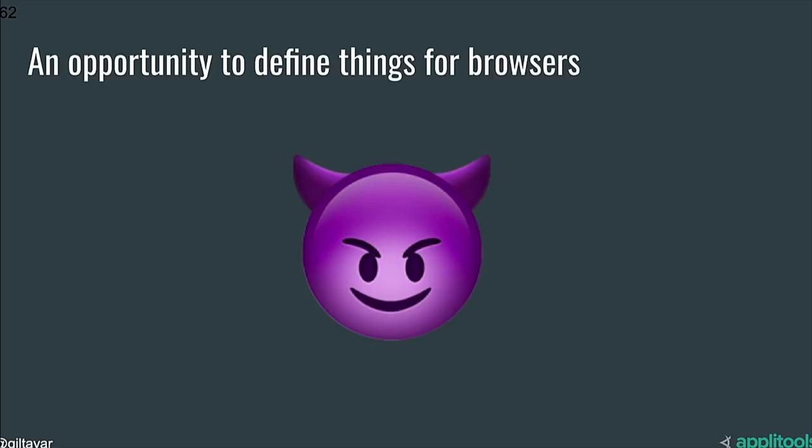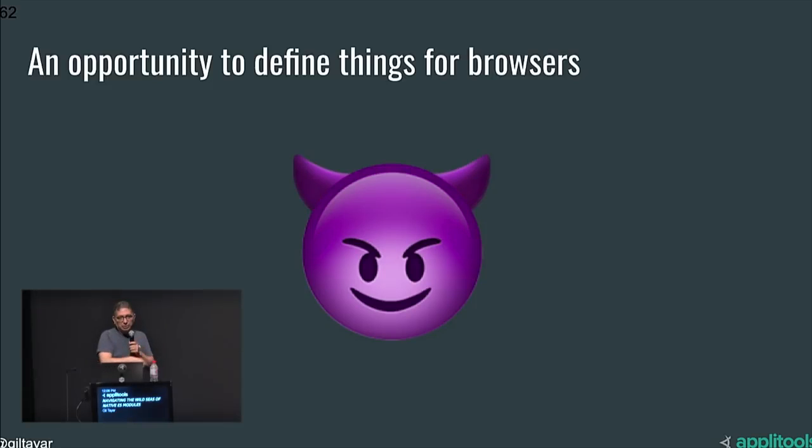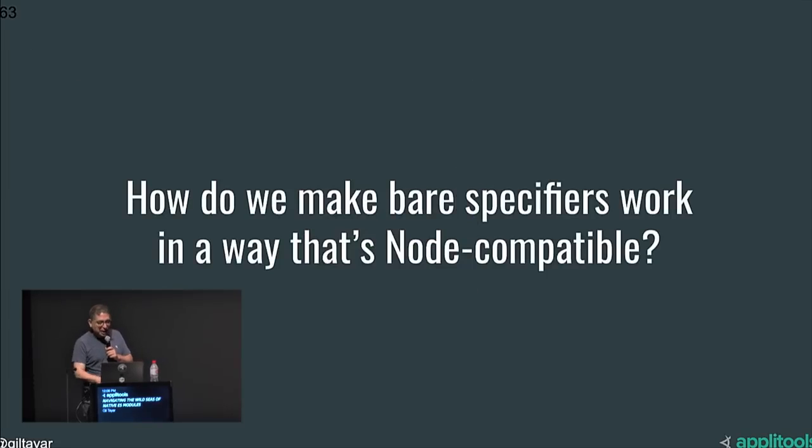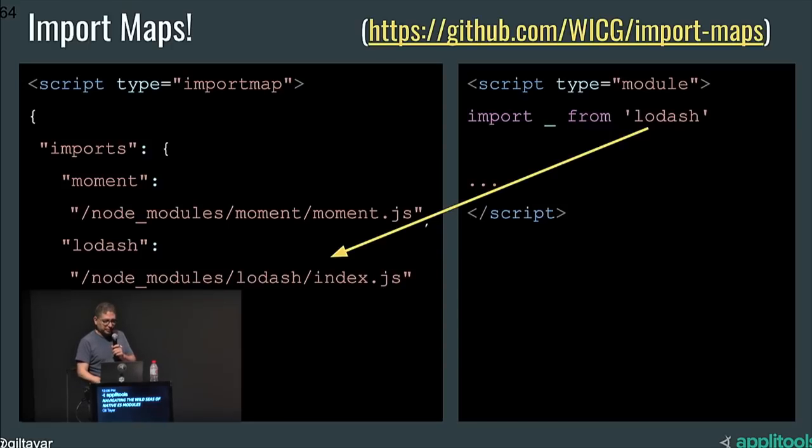this was an opportunity, finally, for the Node people to start influencing the browser people. Node was saying, look, we understand bare specifiers. We know how that ecosystem works. Let's work with you people and define something that will make bare specifiers work in the browser and be Node.js compatible. And what they came up with was import maps.